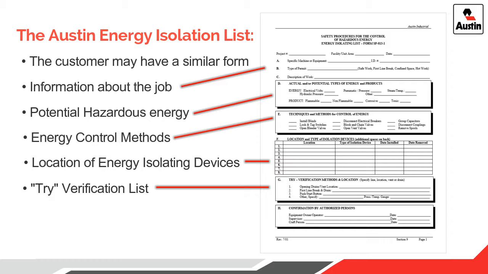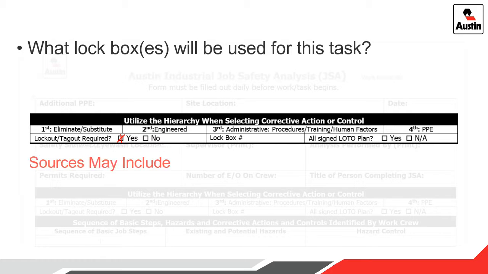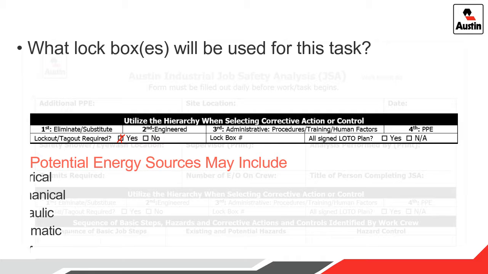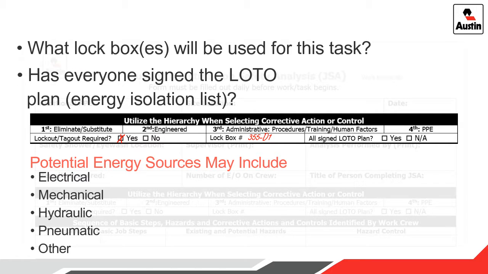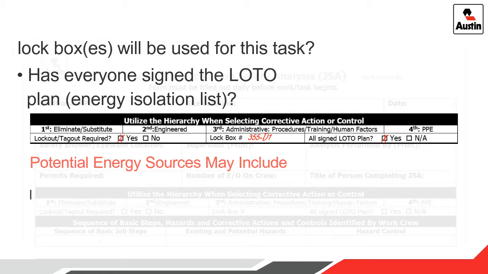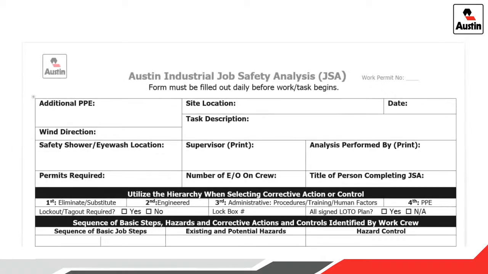When performing a lockout tagout, everyone working and placing a lock on the equipment must review this plan. Second, when reviewing the energy isolation list, you must verify that all required signatures are in place before starting work. This could be the plant operator, the lockout tagout champion, an Austin supervisor, or other. If required, each person placing a lock on the equipment or lockbox will sign the energy isolation list.